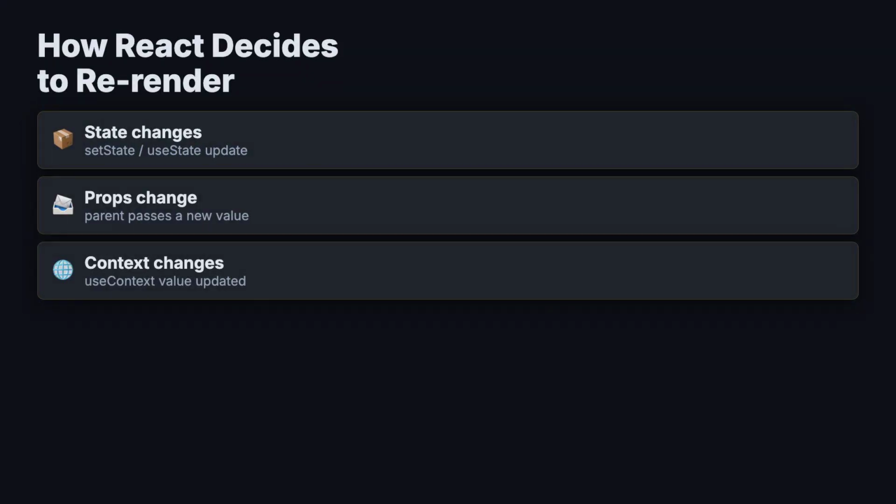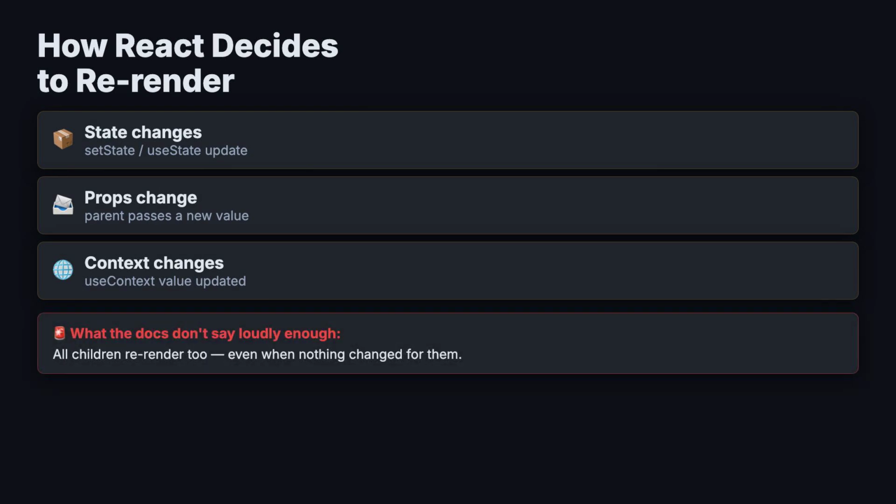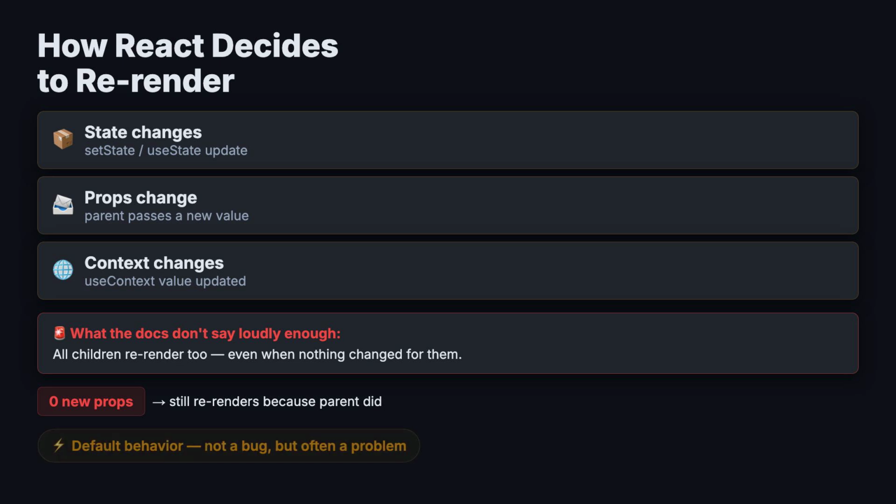React re-renders a component when its state, props, or context changes. That's the whole rule. But here's what the documentation doesn't say loudly enough: React re-renders all children too. Even children that received 0 new data get swept along in that re-render wave. This is the default behavior, and it's not a bug, it's React working as designed.